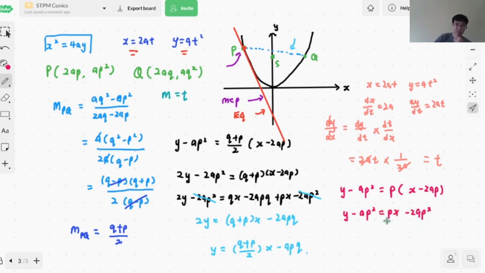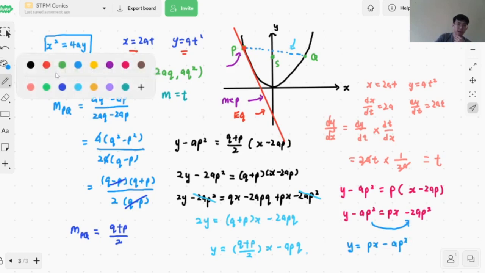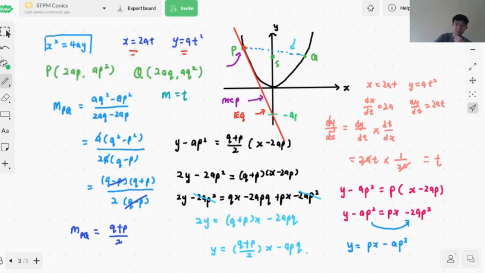So in this case, you can see that there is a trend here. This trend, I'm going to bring the minus AP squared to that side, and it becomes plus AP squared. So I will be left with one negative AP squared. Meaning to say, the y-intercept here will be your negative AP squared because of this here. And this shall be your equation of tangent to the line, at the point P.